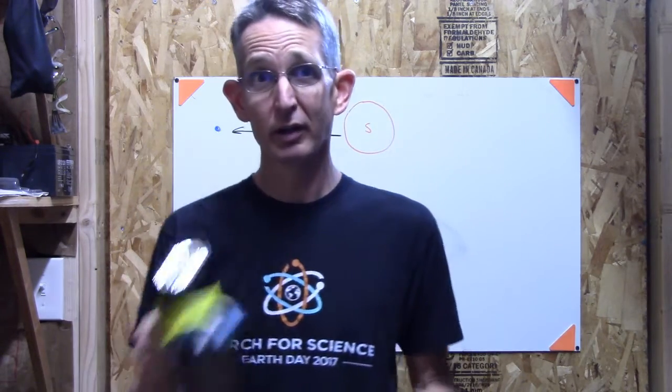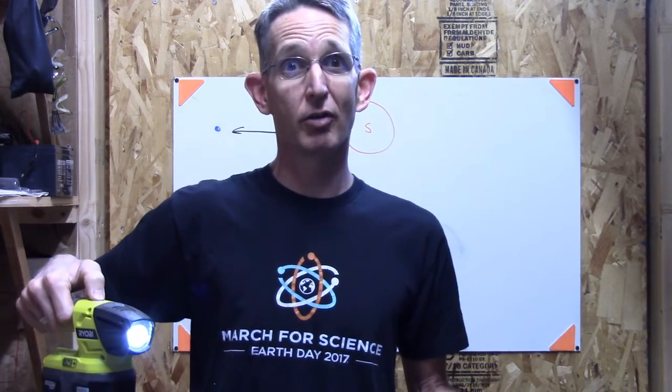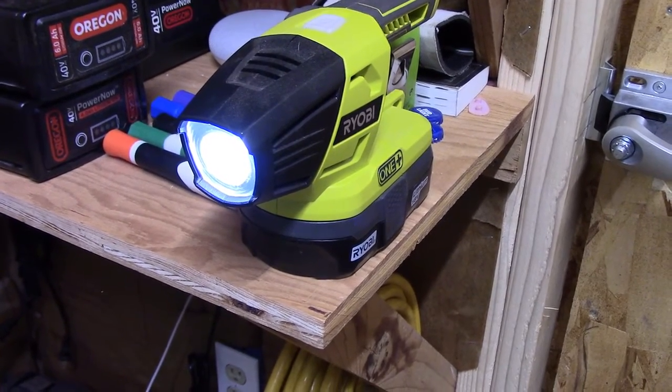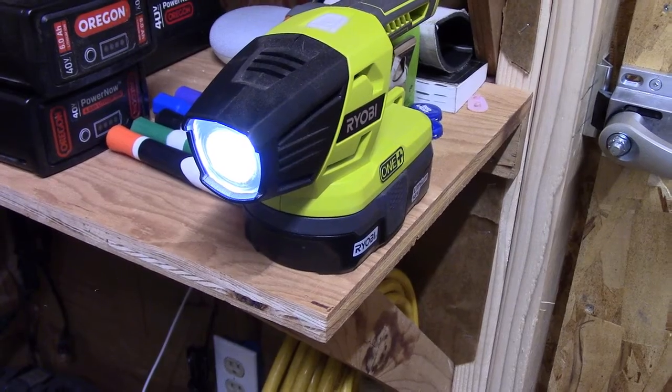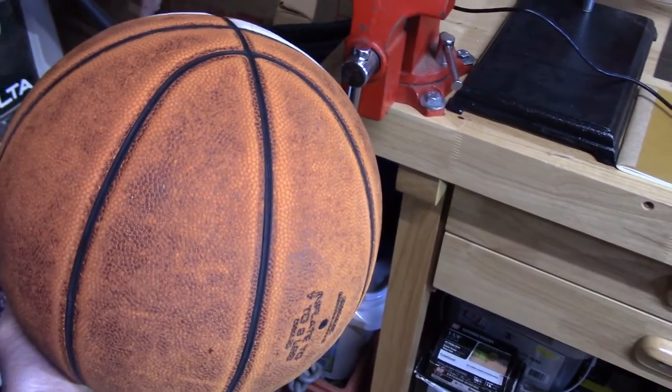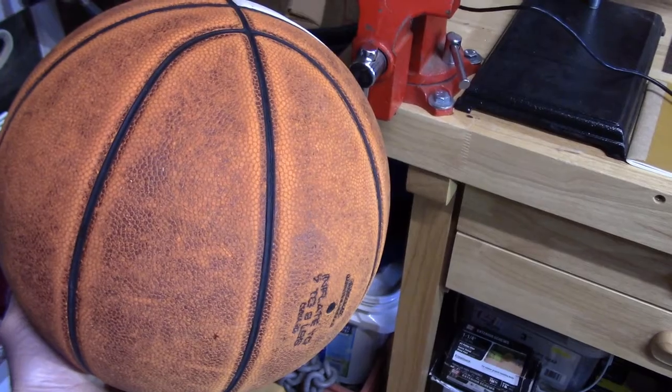We're going to use a flashlight and we're going to use a light sensor, and we're going to simulate that here in the Shed of Science. Okay, that is not a flashlight, that is the sun in our setup today. And it is sending out light which is going to be incident upon our basketball Earth. It's not a basketball, it's the Earth in our experiment today.